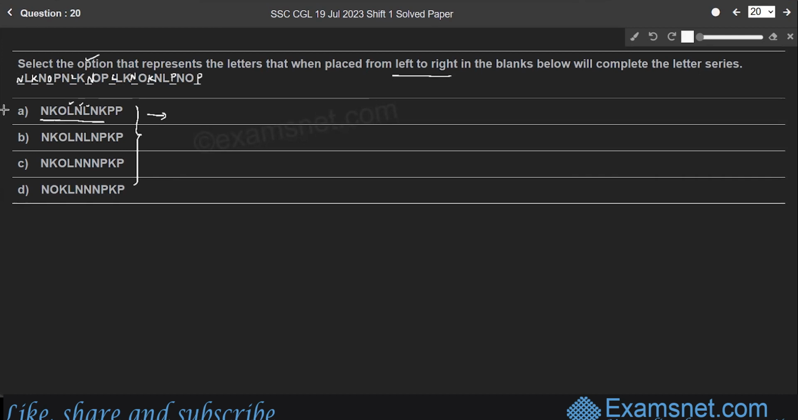LNKNOP, LNKNOP. Here comes L again. LLK comes. So it doesn't follow any pattern. Therefore, option A is not the answer. So let us consider option B, right?